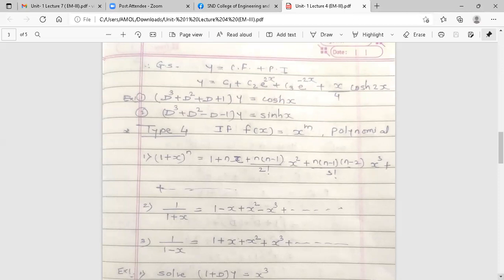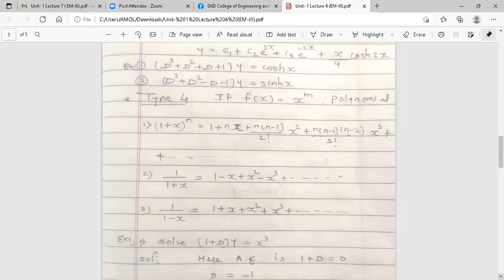Now type 4 or case 4 of the shortcut method to find the PI. What is type 4 or case 4? When the function is in the form of x raised to m, meaning a polynomial function is there. Now when the polynomial function is there, how to find the PI? You remember the formula, you revise the formula here.